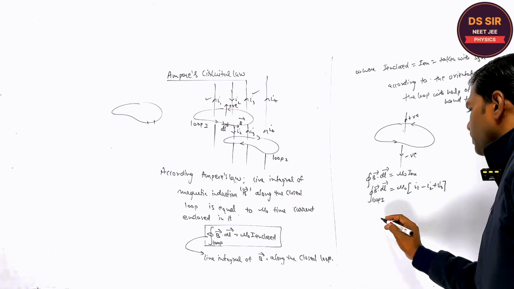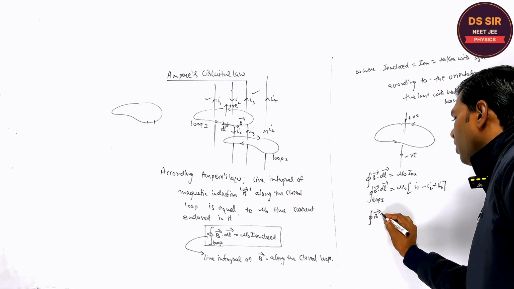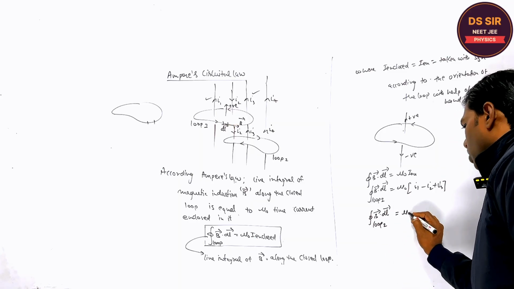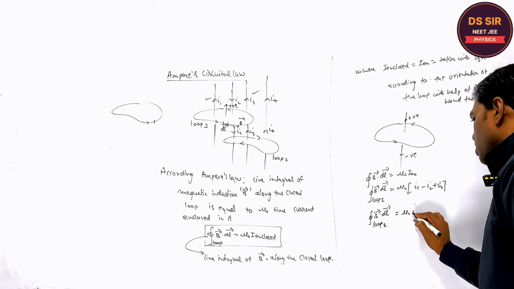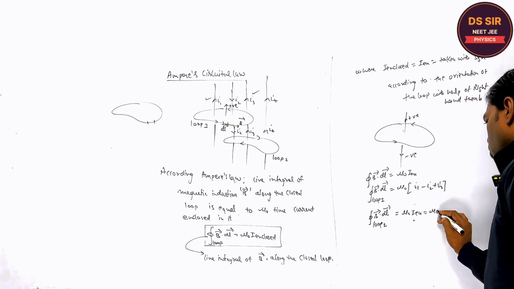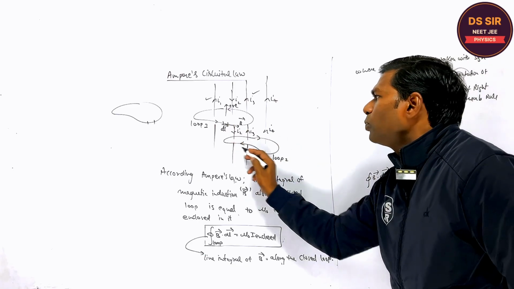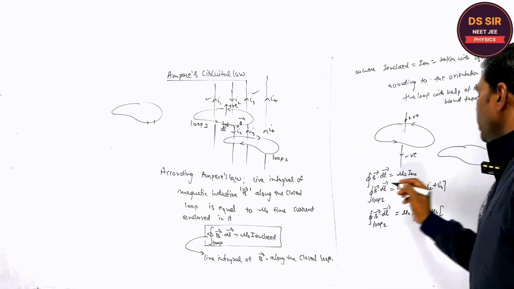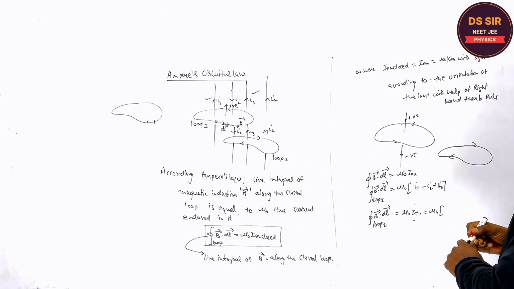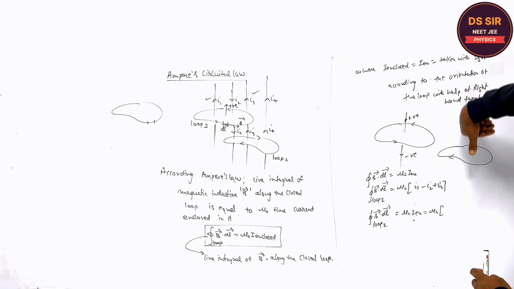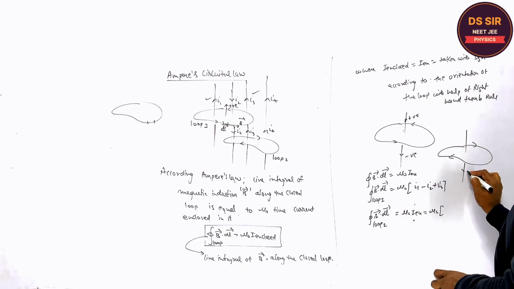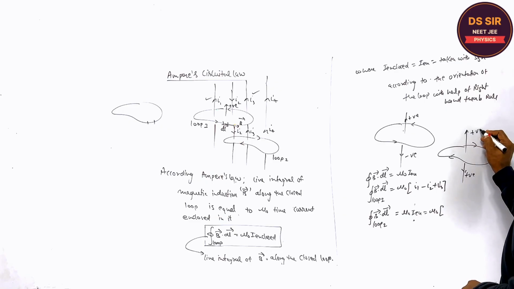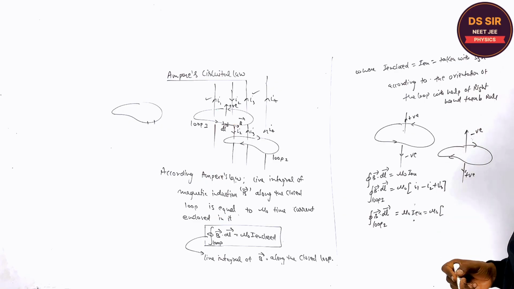While for loop 2, mu naught times I enclosed. Suppose this is loop 2, and loop 2 orientation is like this. So it means that it is the downward direction. According to the right hand rule, it is positive, and therefore the other direction is negative. Is it clear or not, you tell?